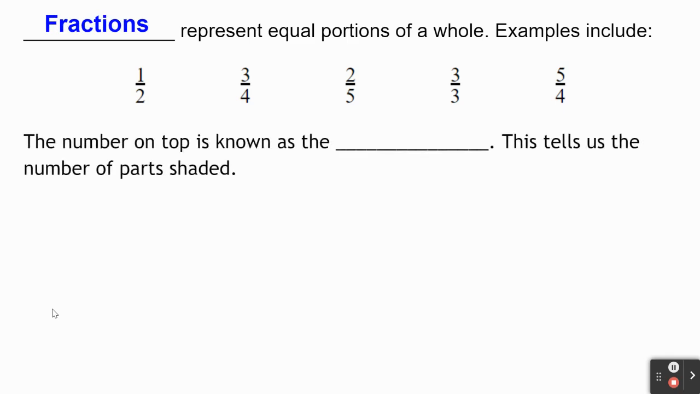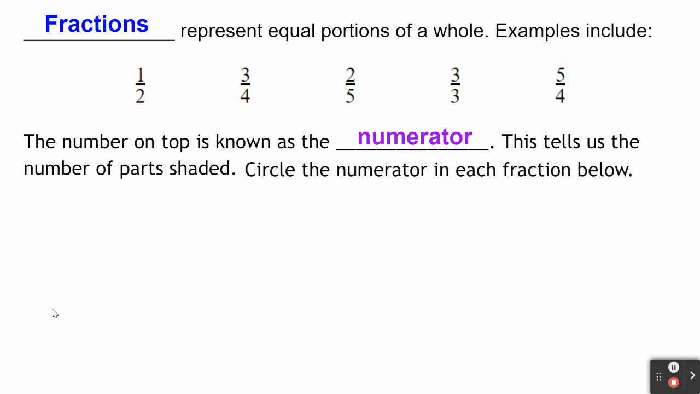The number on top is known as the blank. This tells us the number of parts shaded. So the number on top is known as the numerator. This tells us the parts that we're going to shade out of the whole. So we're going to circle the numerator in each of the fractions.